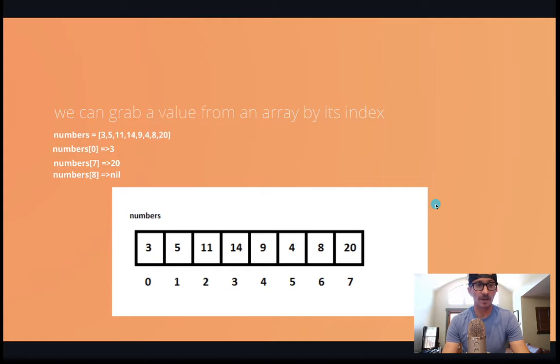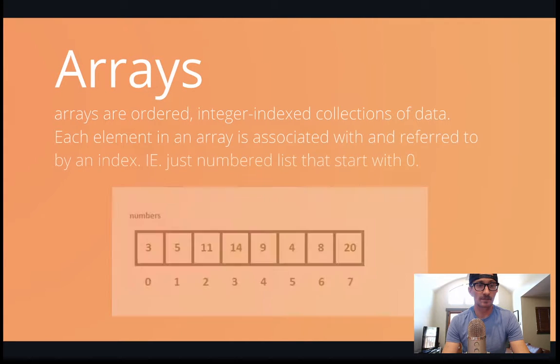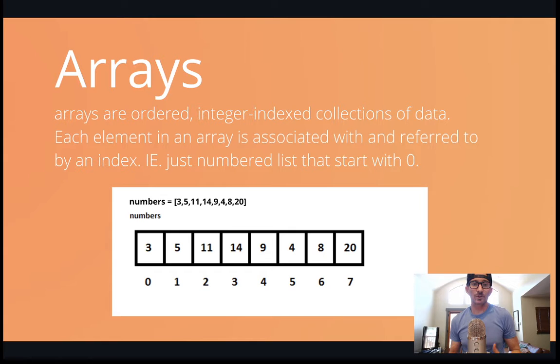So let's look at arrays. Arrays are ordered, integer-indexed collections of data, and each element in an array is associated with and referred to by an index. What that is saying is this is just a numbered list that starts with a 0. So think about you have a list and then each item is going to have a number with it, starting with 0, 1, 2, 3, 4, 5, 6, 7. So for example, here we have a numbers variable and we're setting it equal to an array.